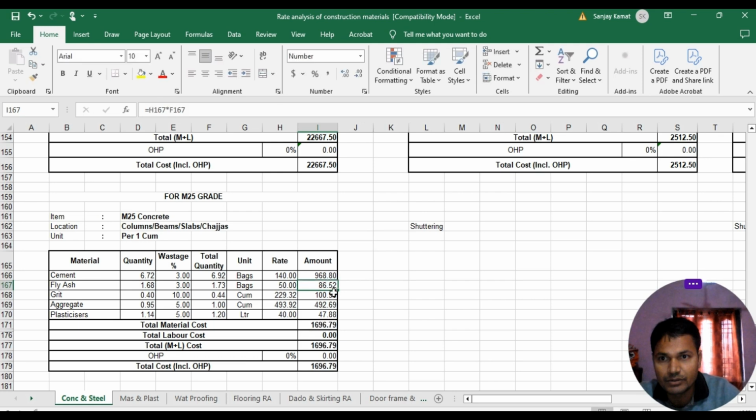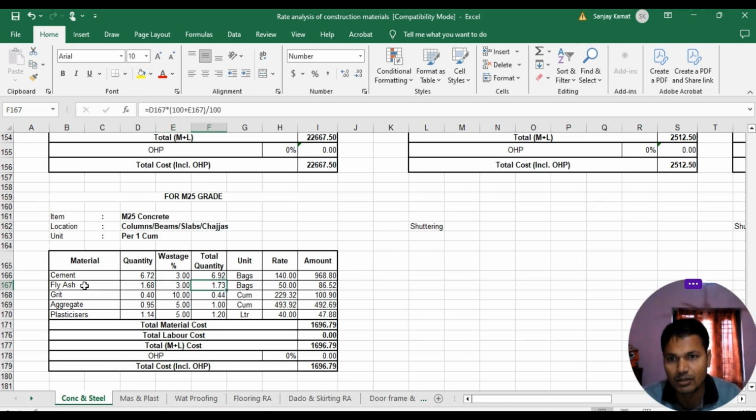I have written it here again. Okay, fly ash. So how much? We have to take 1.6 of fly ash, and we have to add wastage of about 3% only.